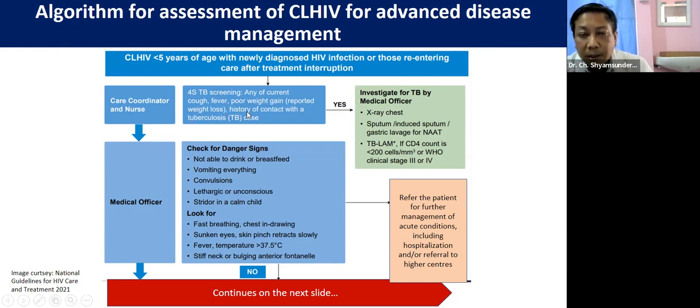What are they? It will come in the next slide. History of contact with a known case of tuberculosis, especially during the last 2 years. If the answer is yes to any of them, we investigate. In the field situation, it can be done by the medical officer first with a chest X-ray, then sputum or induced sputum, gastric lavage for NAAT if the facilities are available, and TB LAM if the CD4 count is less than 200 cells per cubic mm, or WHO clinical stage 3 or 4.